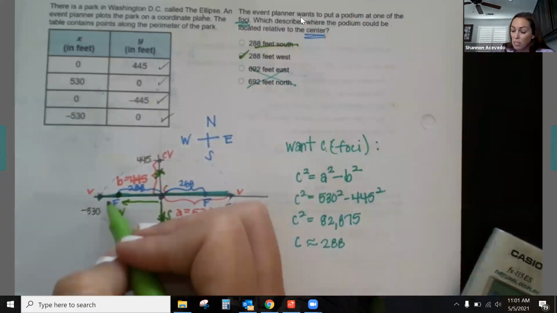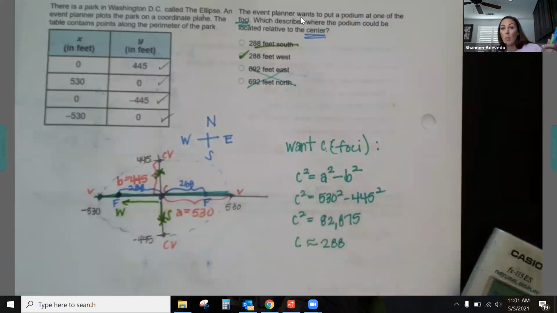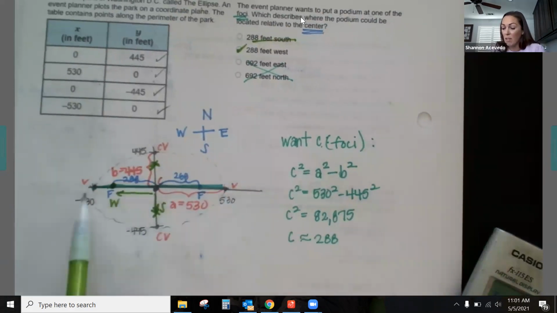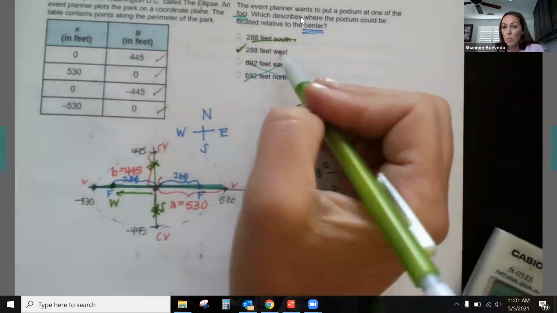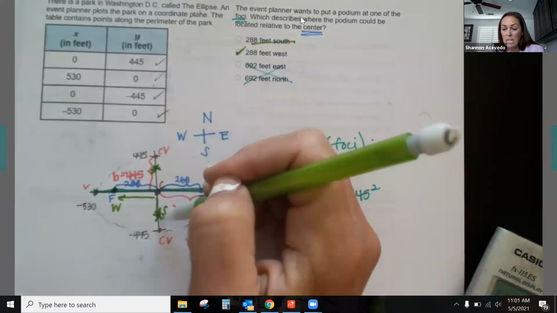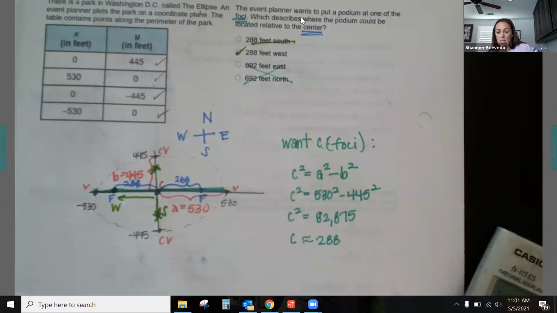So I could have gone west or I could have gone east, depending on what my options were to get to one of my foci. So again, that's because my major axis was horizontal. So I'm going left and right. So in this case, it was west. South would have been down here, and that's not correct. So using the directions, if you guys come across any problems working these out, let me know.